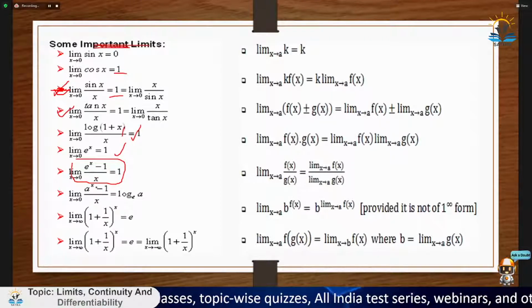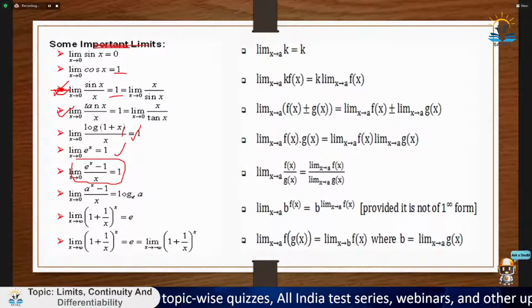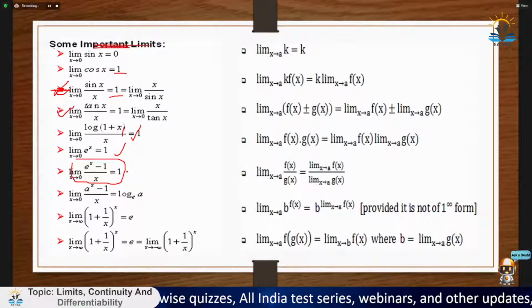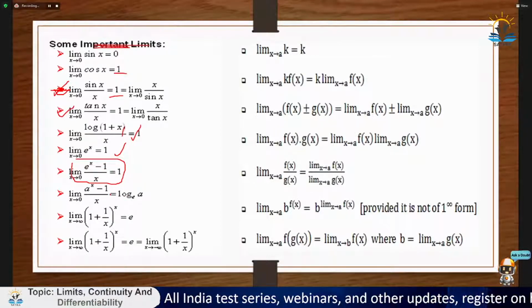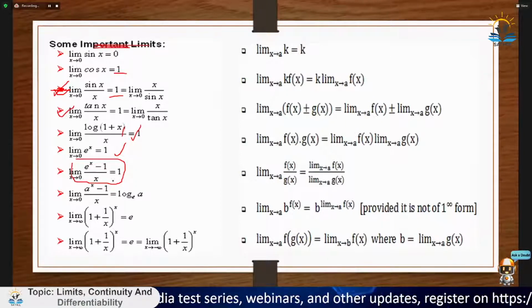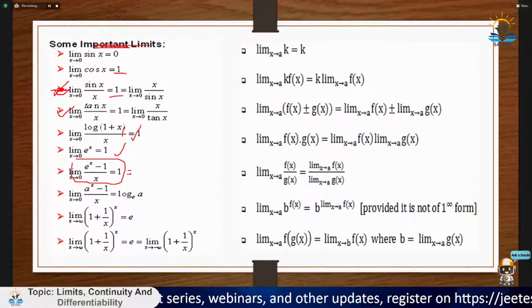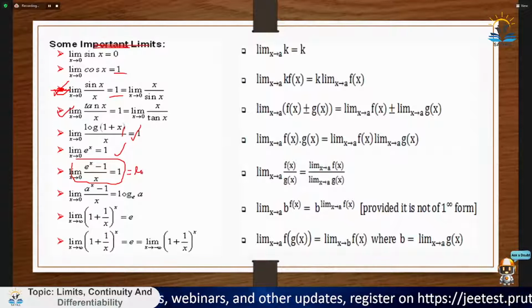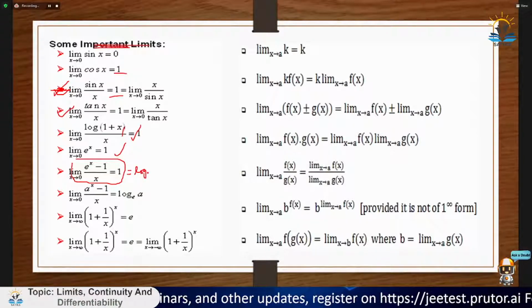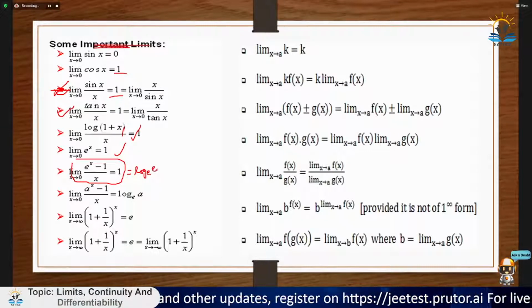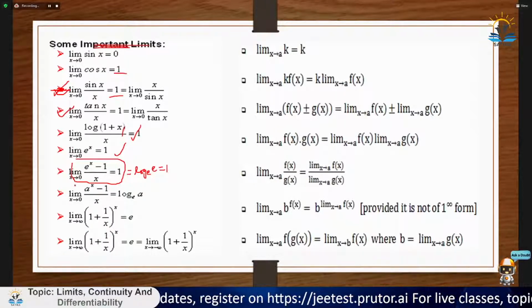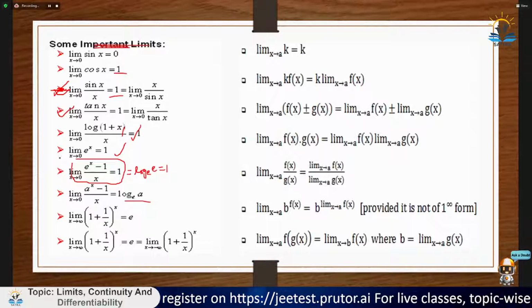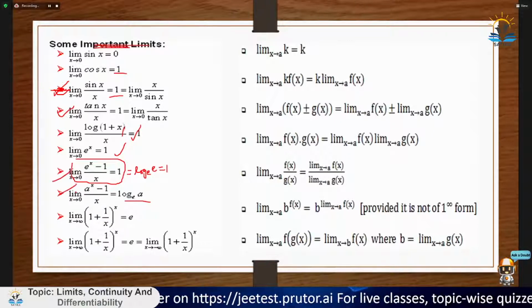When you replace e by a, then you will get log a. Why? Because it is log e only, and log e is equal to 1. You can write this as log a, right? So this formula is basically from this formula only. You just take here a equal to e, so you will write log of e, and this thing is equal to 1. That's why it is 1 only. So the basic formula is replacing e with a, so you will get log a. So these are the two limit formulas.